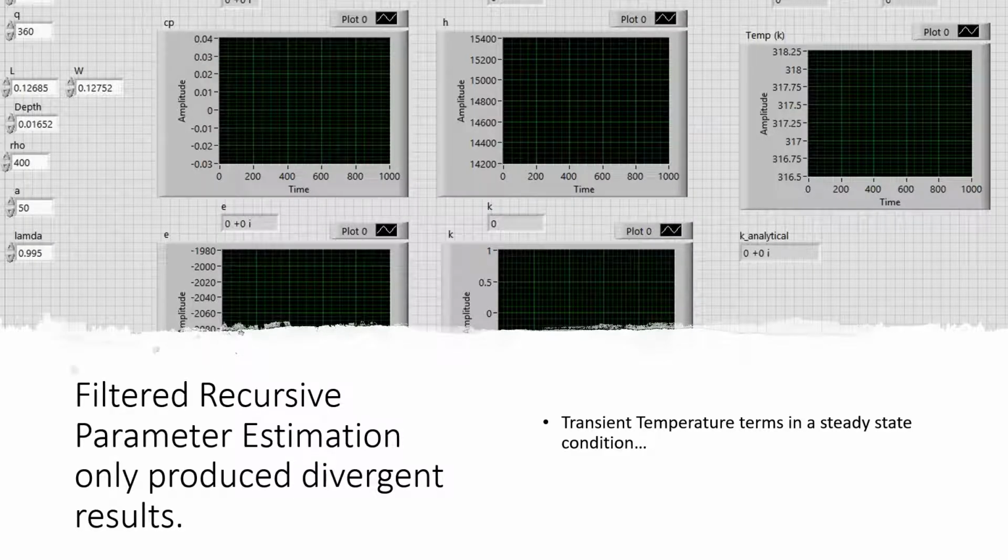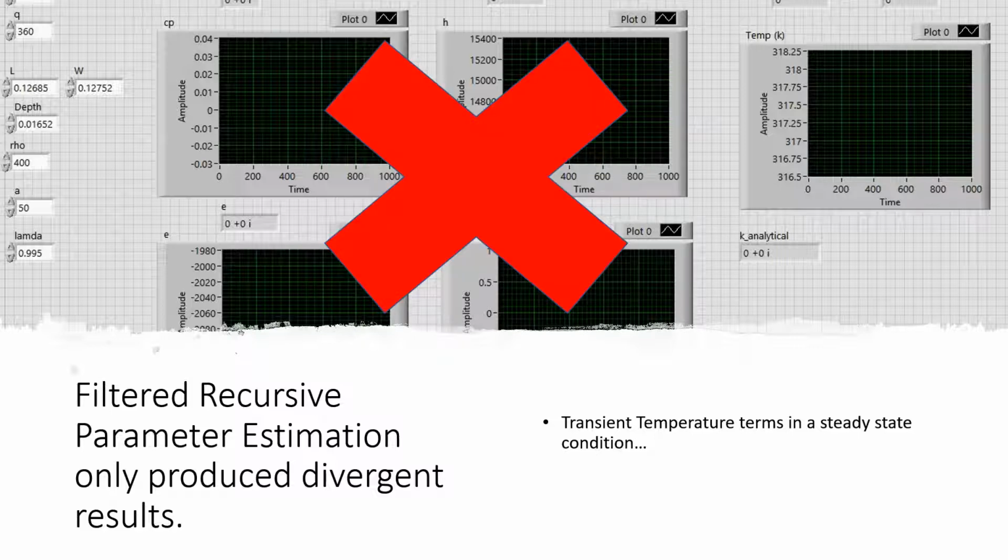However, the results were inconclusive as the parameter estimations diverged wildly, resulting in a heat transfer coefficient and surface emissivity in the 10 to the 4th power range and heat capacity in the 10 to the -3rd range. I knew these results were not valid, so I decided to move to batch estimation.